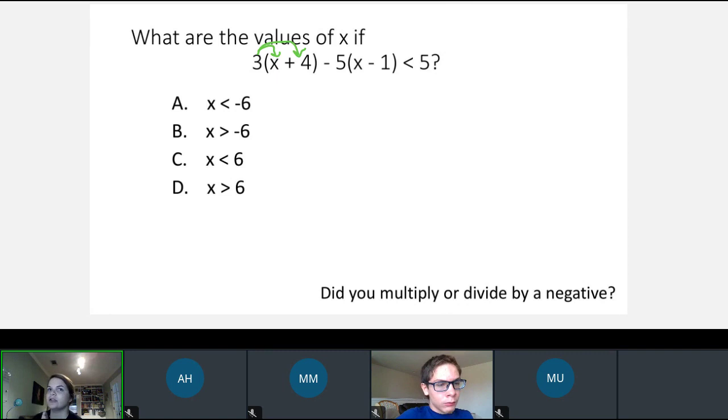Okay, I was noticing on somebody else's writing assignments that you were distributing this first number 3 to the variable, but then forgetting to multiply it by that second number in there. Same thing with this negative 5. We have to do negative 5 times x and negative 5 times negative 1. So 3 times x would be 3x. 3 times 4 would be positive 12.